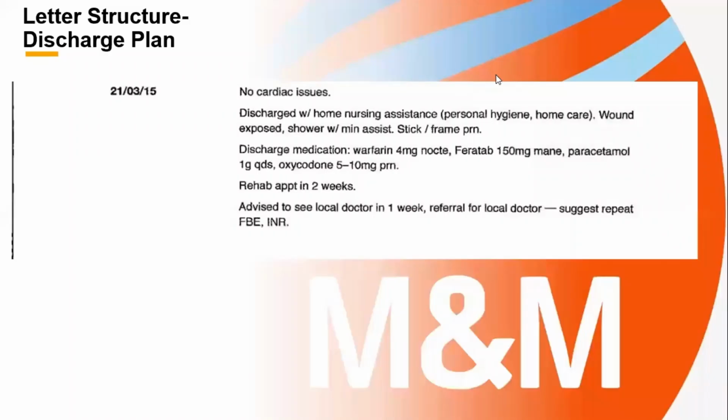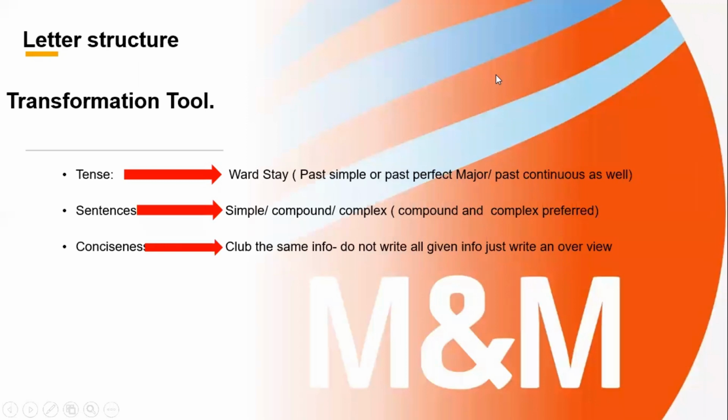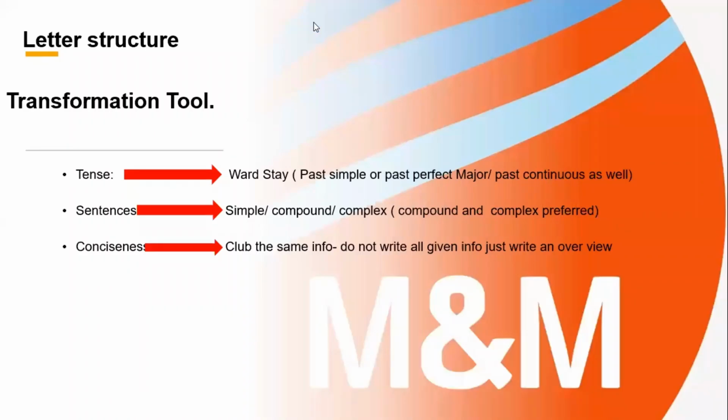Next slide. You can see that now what are the tools that are being required for transformation. Tools that are being required when you have to either expand or summarize the case. Here you can see that we need to have a variety of tenses. Mostly when summarizing, it should be past simple tense if you are writing for a ward or for a past event, or at times we can also use the past perfect tense.